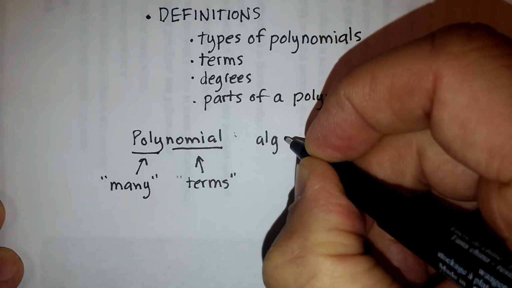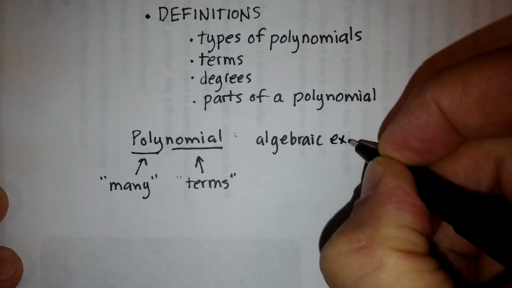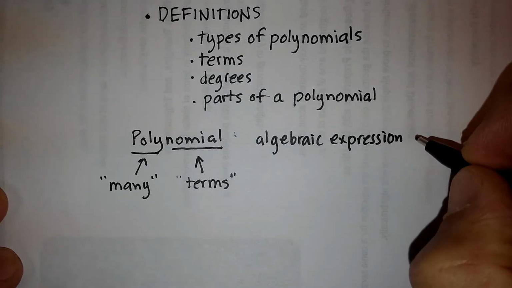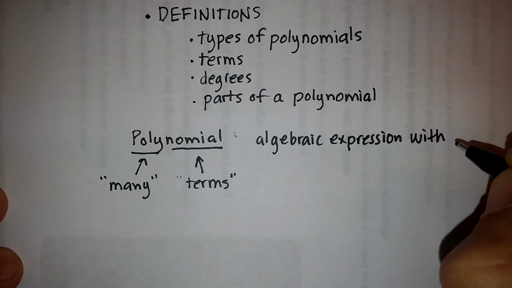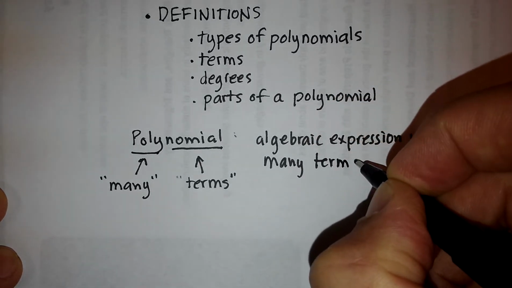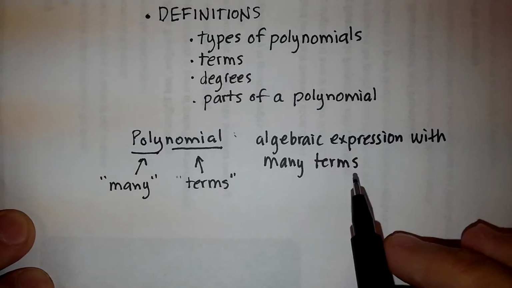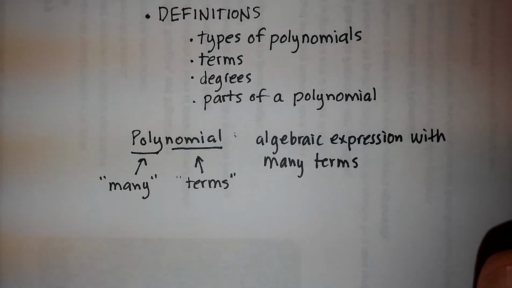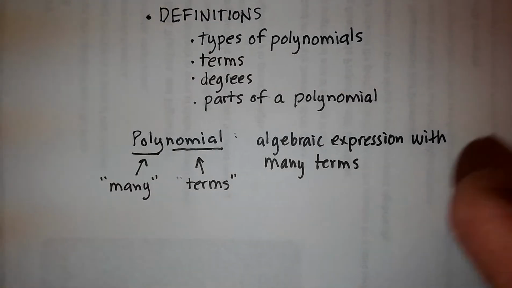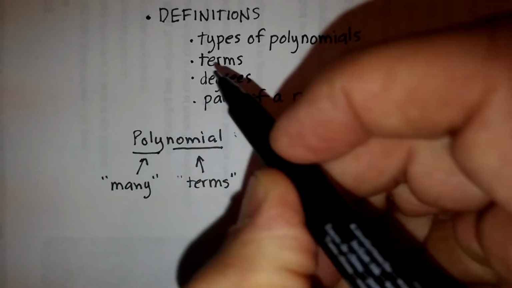An algebraic expression with many terms. Okay. Now, I'm going to assume you know what an algebraic expression is. It's just a combination of numbers and variables and that sort of thing, just numeric symbols. But the word terms, and that's our second part here, is something that we should probably talk about.